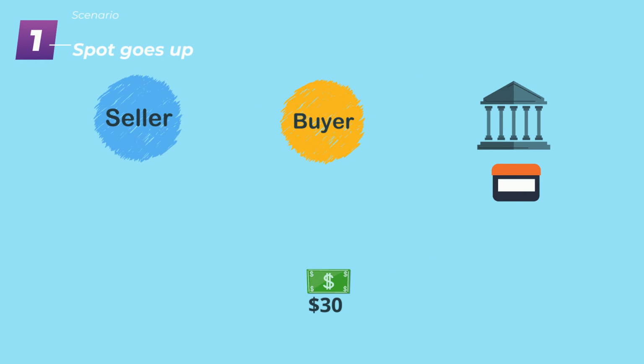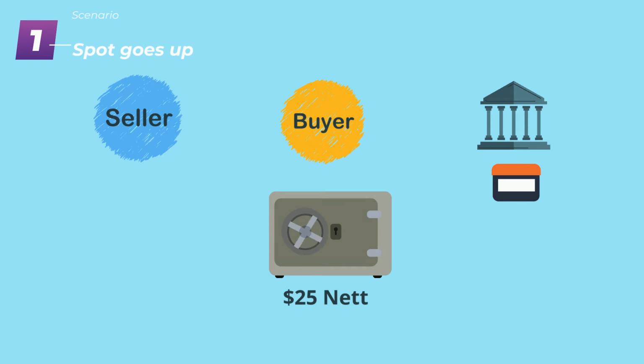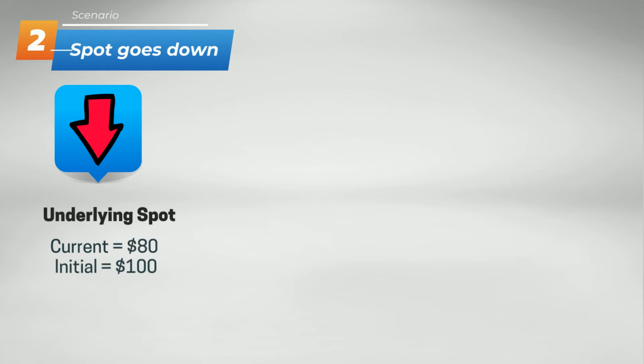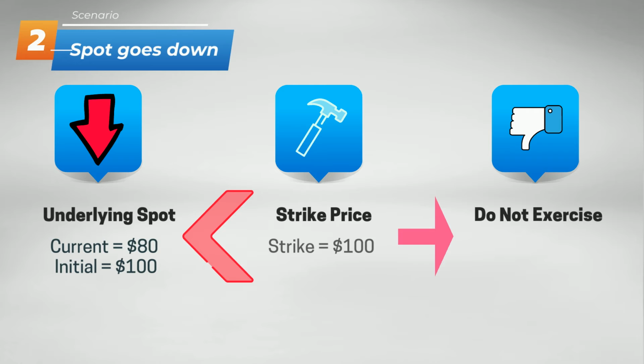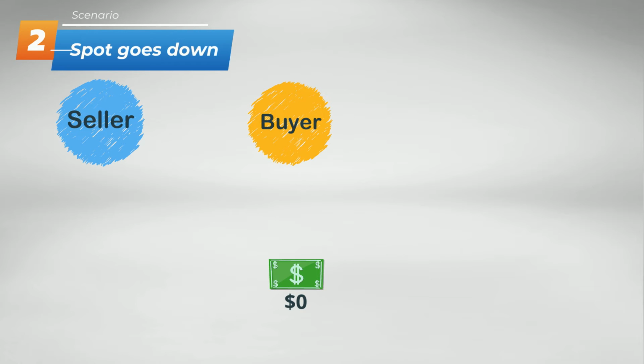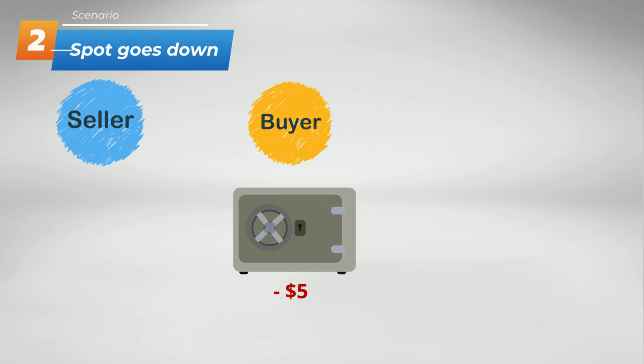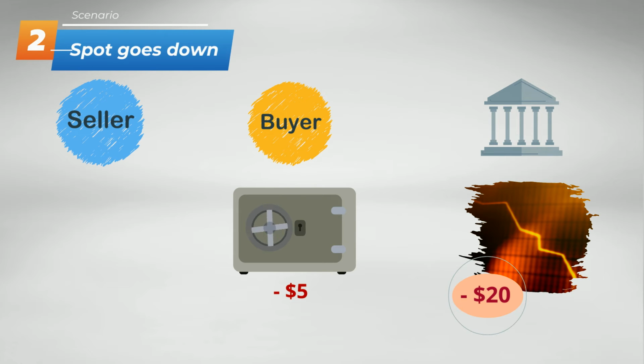However, you have already paid $5 for the option 1 year ago. So your net profit is $30 minus $5, which is $25. In the second scenario, the underlying spot falls to $80 at the end of 1 year. Since the price of the underlying at maturity is lower than the strike price of $100, you would choose to not exercise the option. As with scenario 1, you have already paid $5 upfront as the option premium, hence your net loss is $5. However, if you had bought the underlying stock directly 1 year ago, you would have lost $20. When you buy an option, your loss is limited to the option premium that you pay.